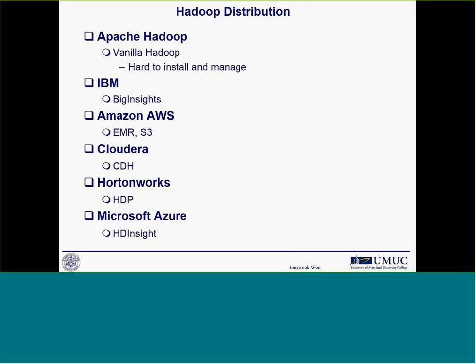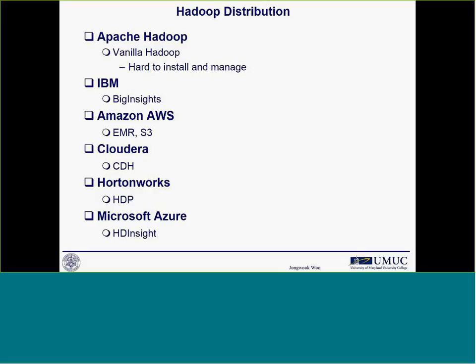So there are many Hadoop distributions, but mainly Apache Hadoop should be the core, the essential Hadoop distribution. But Apache Hadoop is actually vanilla Hadoop that doesn't have that many functions. It only has the core of Hadoop. So if you download and install Apache Hadoop, it is really hard to install and really hard to manage. But there are many vendors who enhance this vanilla Hadoop with many functions.